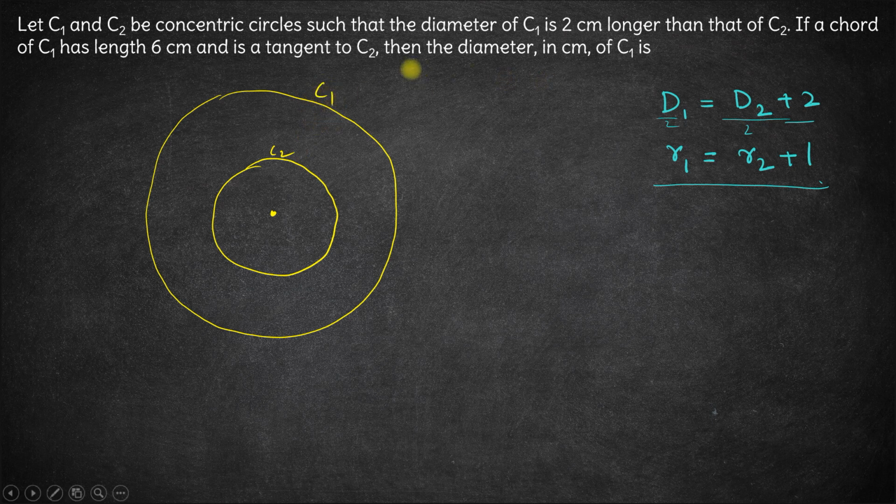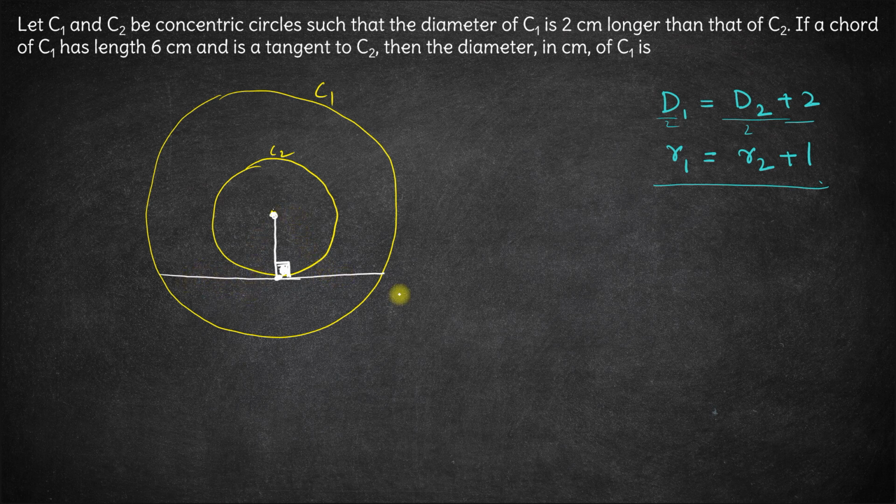C1 is bigger. Now it's given that a chord of C1, which is of 6 centimeter, is tangent to C2. So let's draw a chord here such that it is tangent to C2 at this point. Now if we join the center of these two circles to this point of tangency, this angle will be 90 degree, right? If you look at C2, the line drawn from the center to the point of tangency is perpendicular to the tangent.